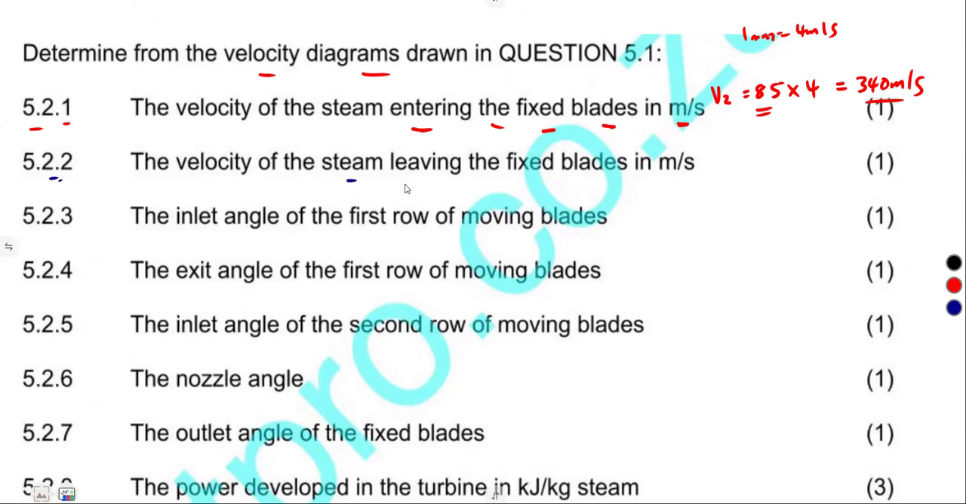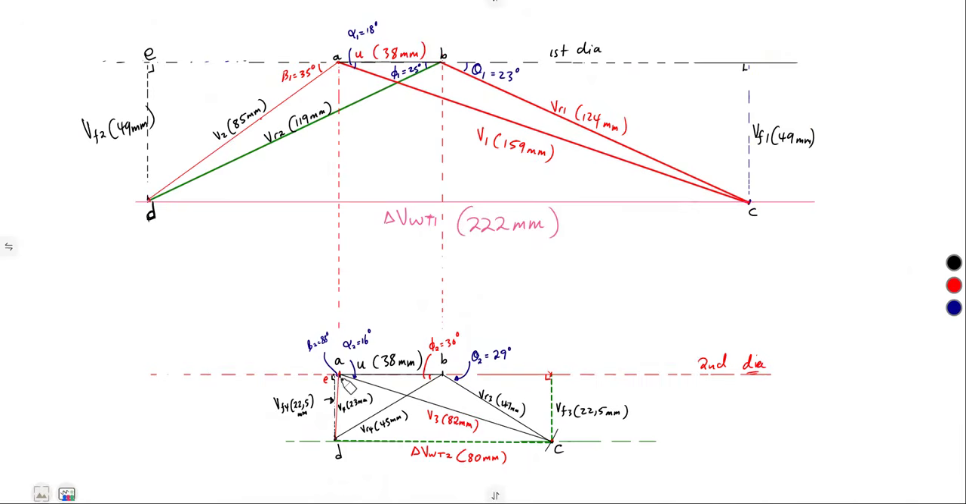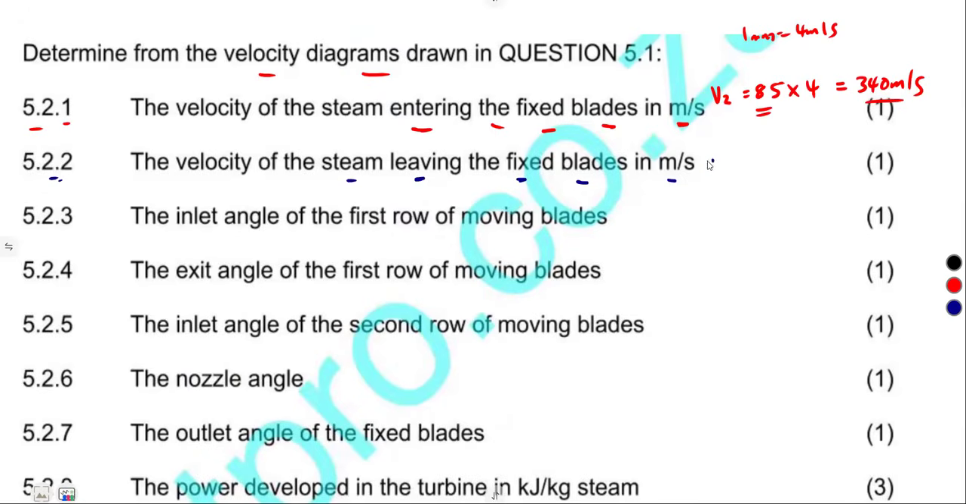5.2.2, the velocity of steam leaving the fixed blades in meters per second. So this is part of our fixed blades. Leaving, that's our V3. So V2 enters, then V3 exits. V3 is 82 millimeters, so that's 82 times 4, which is 328 meters per second.